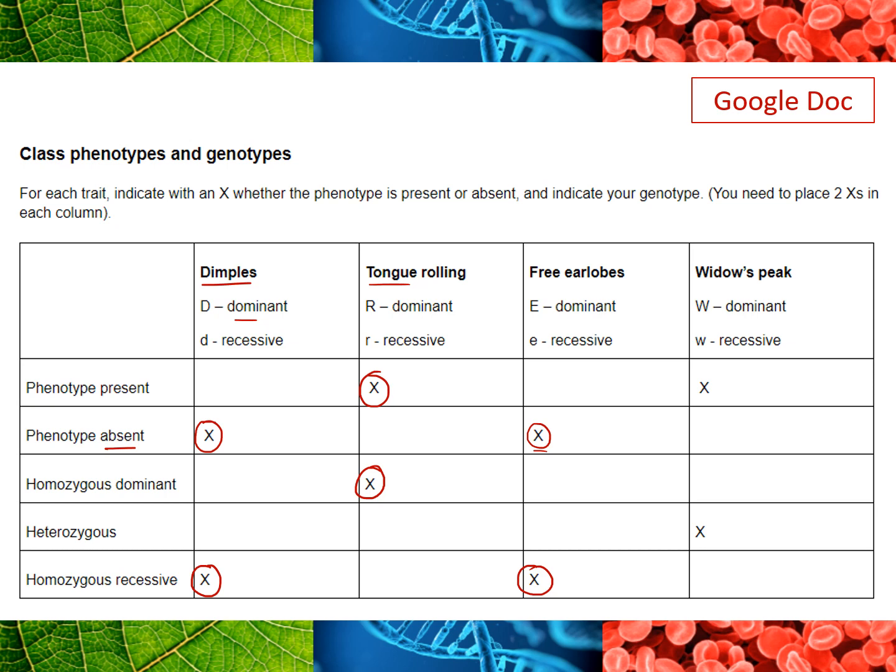And then widow's peak, I do have a widow's peak. I do have that little triangle at my hairline, but my mum doesn't. My dad does, my mum doesn't, which means she must have given me a recessive allele. So she must have given me the small w. My dad gave me that, so I put heterozygous for that. Okay, so just go in and add an X. You don't need to put your name or anything like that. Add an X or 2 X's in each of those columns based on your results.